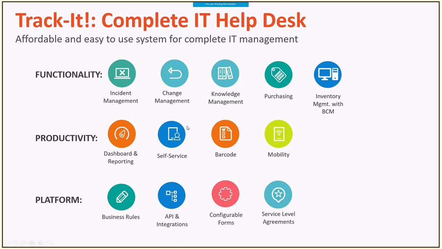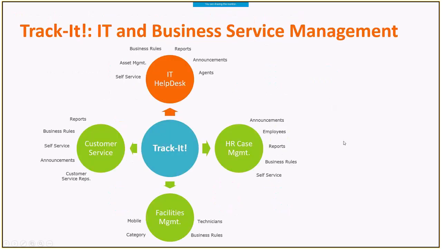Trackit includes dashboards and reporting, self-service, barcoding as an option, and a mobile app for technicians. Any technician has rights to the full web access or to mobile access via an app available on iOS and on Android. There are business rules, there are APIs, and there is a web API. The forms are configurable. Service level agreements and business rules are very configurable. You can get really granular. You can stay really simple.